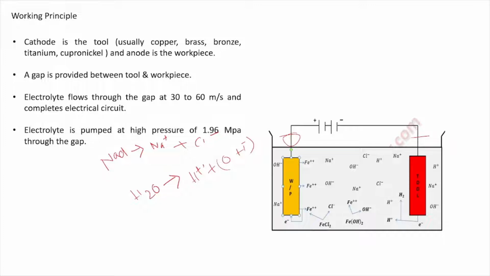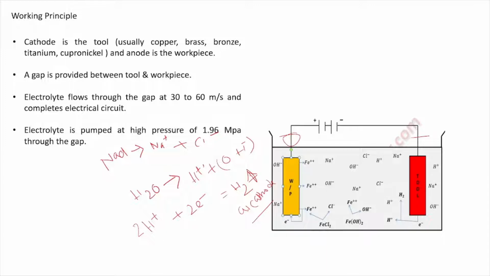In this way, hydrogen ions from the H2O will take away electrons from the cathode, or tool, and form hydrogen gas. The reaction will be 2H+ + 2e- = H2. It happens at the cathode, so it forms hydrogen gas.